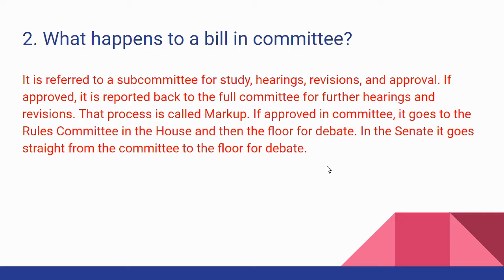Okay, so when we're talking about marking up a bill, that means that the committee is working on it, they're having hearings, they may be revising it, something along those lines, but they're getting it prepared to go to the floor for a debate. Once the markup process is complete and they approve it, if a majority of the committee members vote yes, it then goes to the Rules Committee in the House. Now in the Senate, they don't have the Rules Committee, so it's a little different, but in the House, it'll go to the Rules Committee. The Rules Committee will then, they don't change the bill at all, but they will discuss how much time they're going to allow for debate.